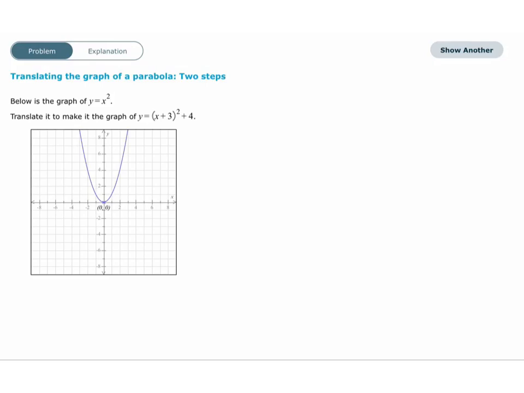Here it says below is the graph of y equals x squared. Translate it to make the graph y equals x plus 3 squared plus 4. So we've got a horizontal shift of 3 to the left. 1, 2, 3. And then we're going to go up 4. 1, 2, 3, 4. So this would be the new point reference. We go from 0, 0 to this new point. Then we can go to other points on the graph. So here we go 1, 2, 3, and then up 4. Puts it here.